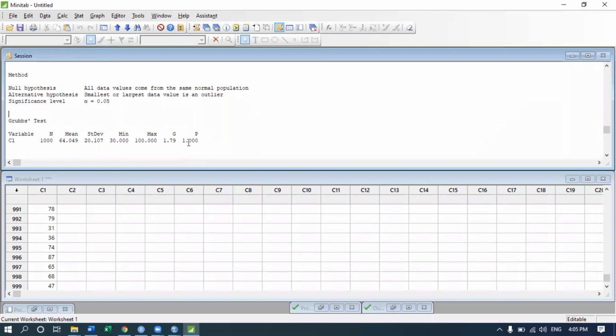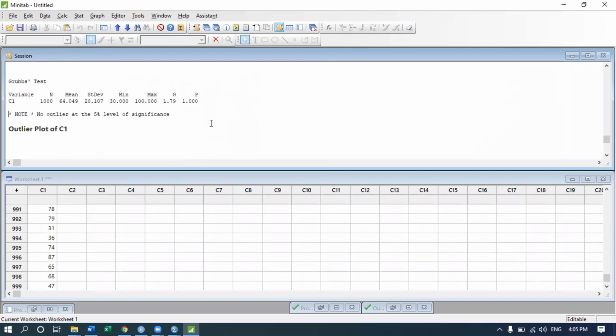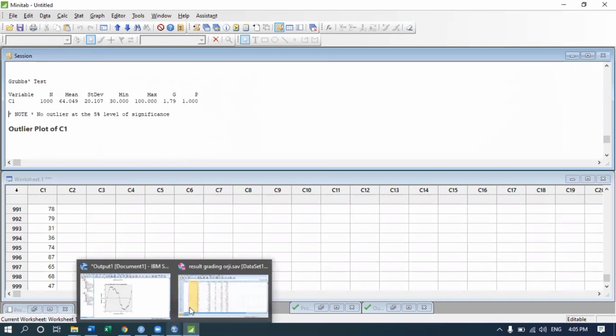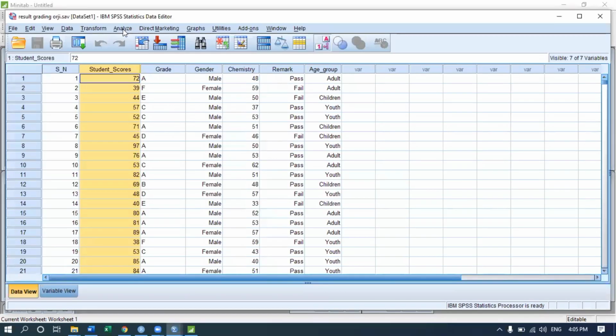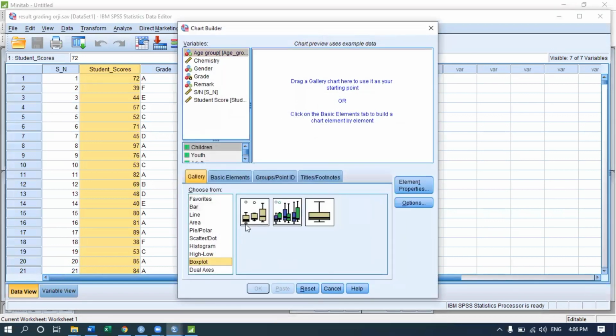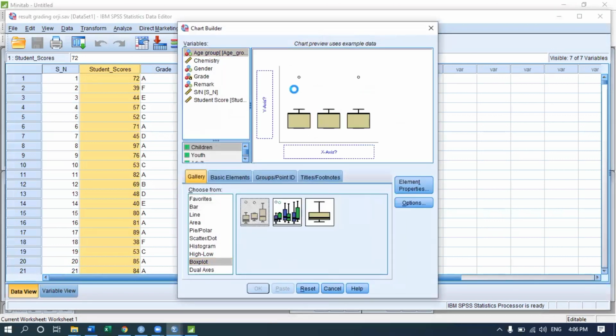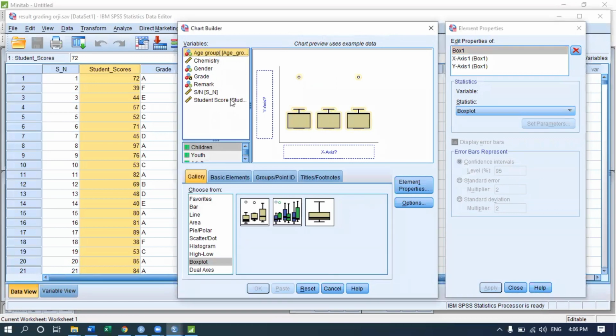So the p-value is 1.00. So that means we are not rejecting. Since we are not rejecting, it means no outlier. So that's what he's trying to tell us, no outlier. So we can confirm this using our box plot. For the box plot, we go to Graph, Charts. We use box plots. We're talking about student scores.